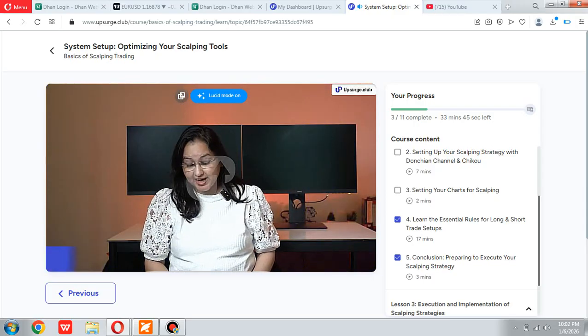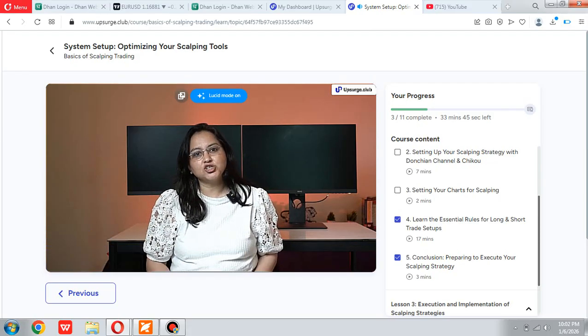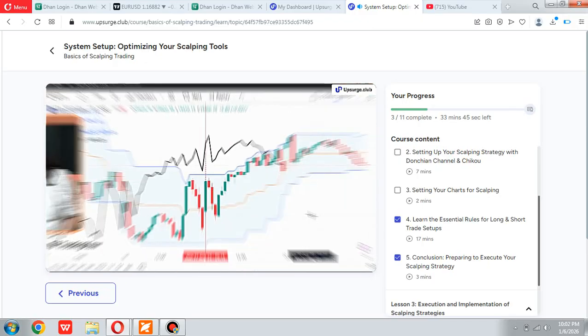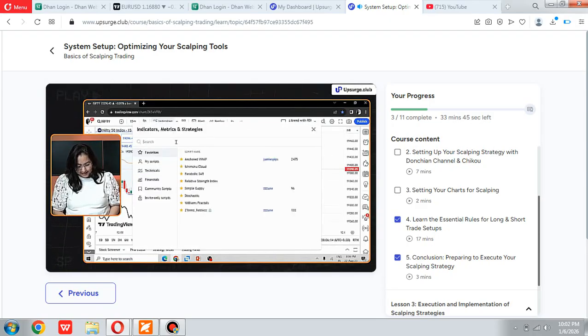Hello everybody, let's look at how to add indicators like the Donchian channel and the Ichimoku Chikou span on the charts for the scalping system that I have discussed. Let's go to TradingView. Here in TradingView, you go to indicators. In the indicators, search for Donchian channels.